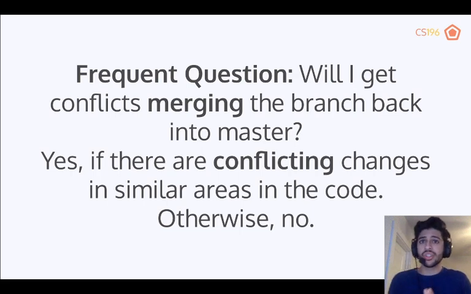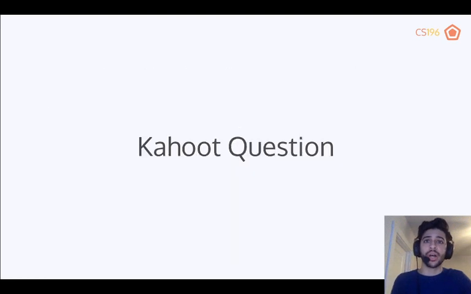A frequent question that we get is, will I get conflicts when I merge the branch back into master? The answer to this is yes, if there are conflicting changes in similar areas in the code. Why? Because we have a merge operation, we're merging two branches together, and if we have conflicting changes, yes, you will have a merge conflict. Otherwise, you won't. And the way that you resolve these conflicts is the same exact way as we covered when we had a merge conflict while pulling. It's the same exact idea, just pick whichever one you want.